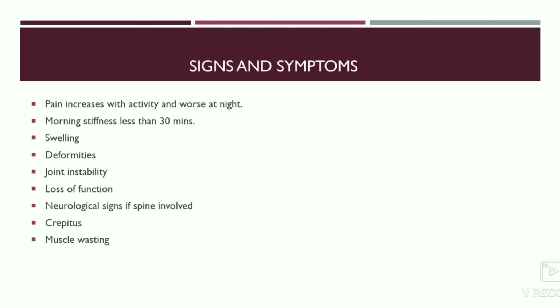What are the signs and symptoms of osteoarthritis? Pain increases with activity and worsens at night. Morning stiffness is less than 30 minutes. There will be swelling and deformities in the bone, joint instability, and loss of function. Neurological signs if the spine is involved. Crepitus and muscle wasting.